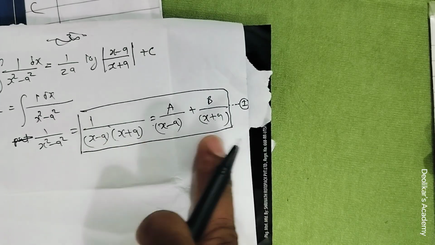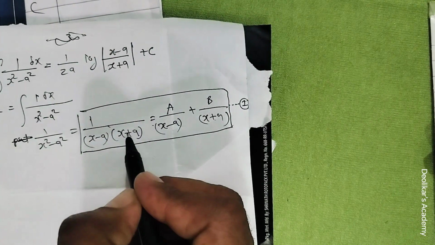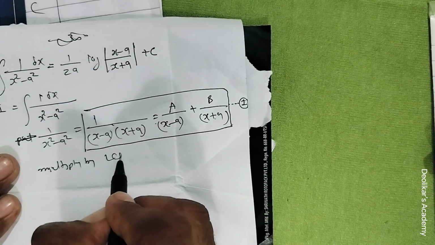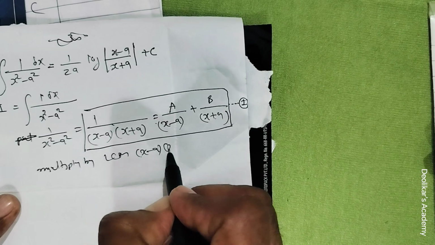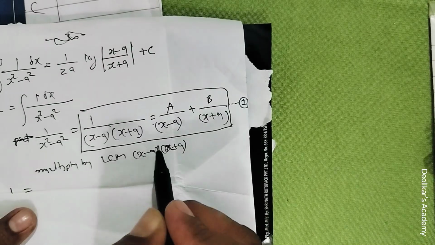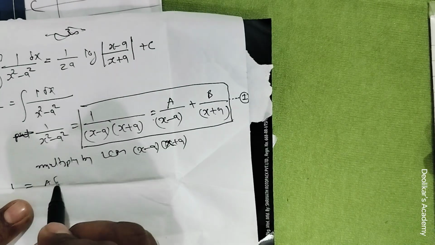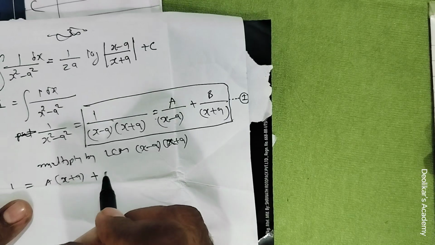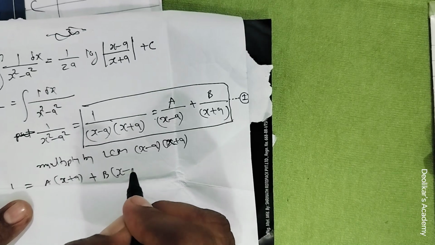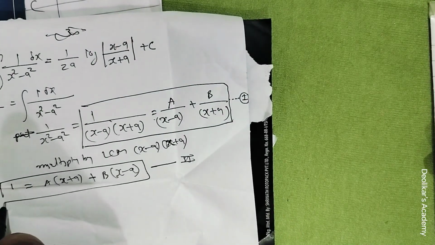If we take the LCM of this and multiply by the LCM, the LCM is (x minus a)(x plus a). Now it will be 1 is equal to, now you are multiplying by this LCM, so x minus a gets cancelled, so you will get A into (x plus a), plus B into, here x plus a will cancel when multiplied by this, and x minus a will come. We call this the second equation.